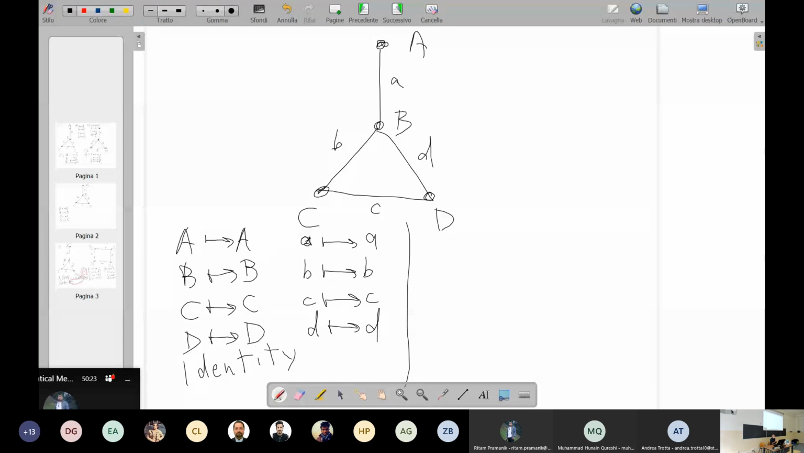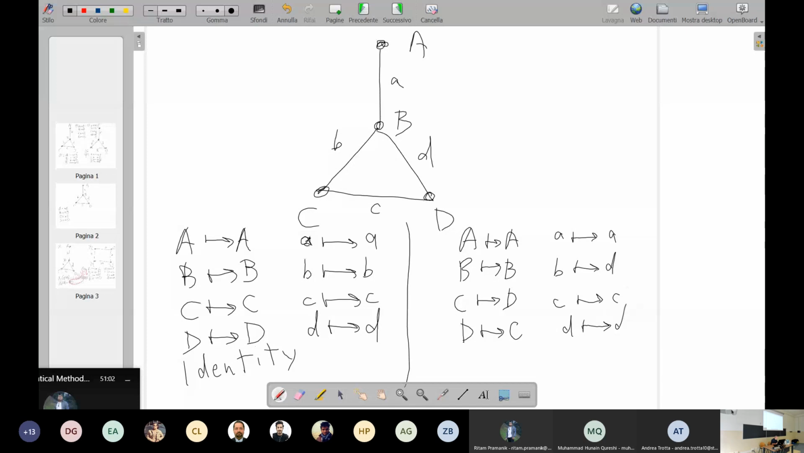And here we have a very simple symmetry because the only other automorphism beyond the identity, which is always there, is that I send capital A to itself, capital B to itself, but capital C to capital D, capital D to capital C, small a to itself, small b to small d, small c to itself, small d to small b. Okay? This is another automorphism.